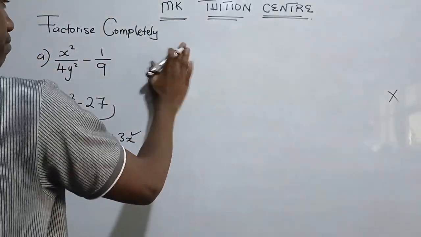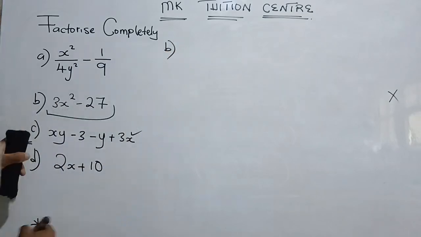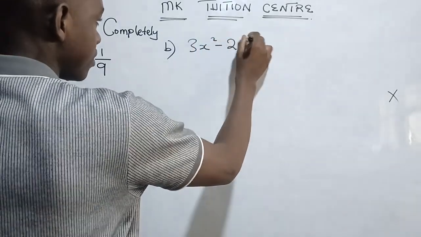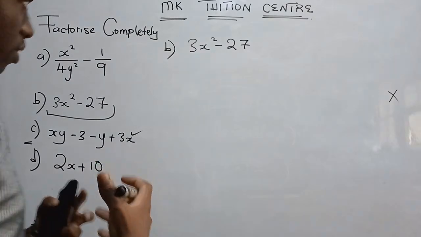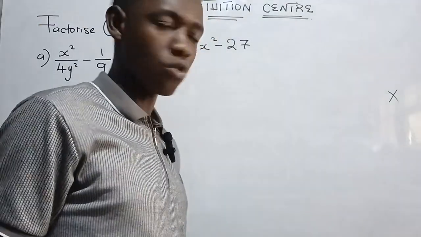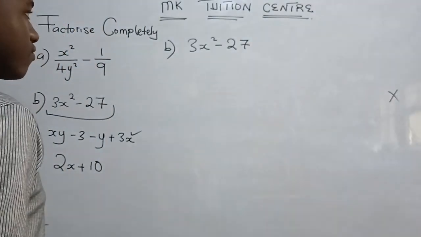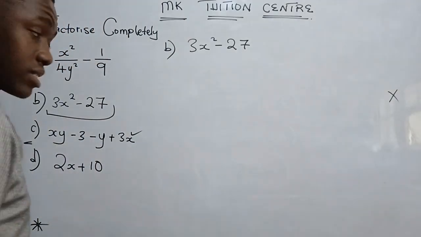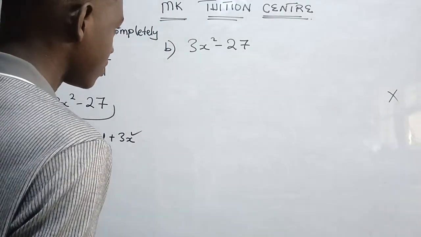So this is B. That was C. So we do have 3x squared minus 27. The question comes to us again: what is common here? If you have a look at it nicely, we don't have any letter that is common, but some numbers are common, and that number is 3.